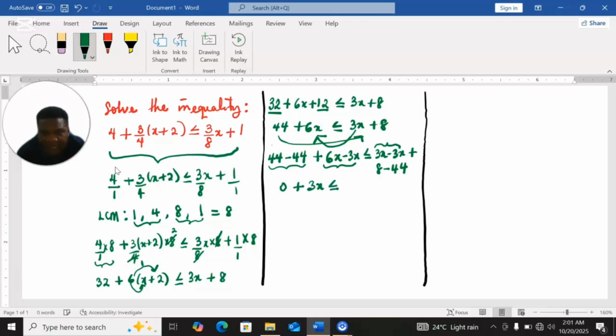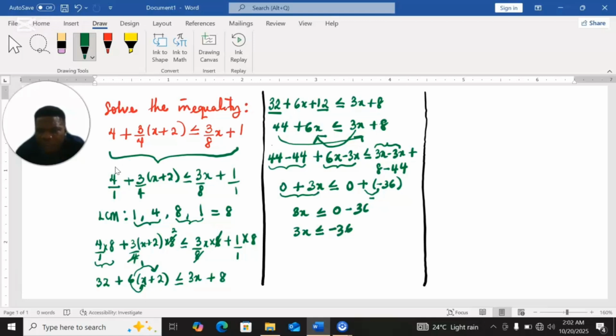Okay, and this will be less than or equal to 3x minus 3x is now 0, plus 8 minus 44 should give us minus 36. Okay, so that means 3x plus 0 would give us 3x on the next line, and this will be less than or equal to 0 plus minus 36 will reduce to 0 minus 36, since plus times minus is minus. So this will reduce to 3x is less than or equal to 0 minus 36 will give you minus 36.